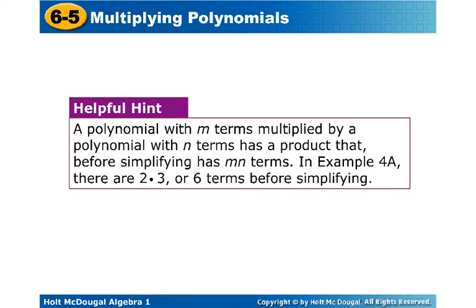So, a quick hint before I give you guys the answers: a polynomial with m terms, and remember, m is just representing a number, multiplied by a polynomial with n terms, again, n is a number, has a product that, before simplifying, has mn terms. So what that means is when you multiply them together, in example 4a, you had a binomial, which has 2 terms, times a trinomial, which has 3 terms. So before simplifying, you would have 6 terms.